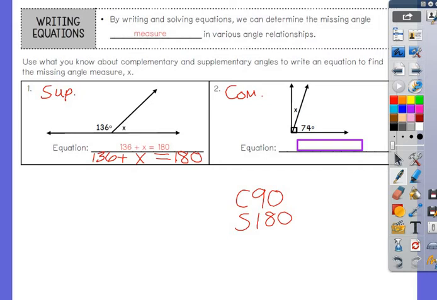Well, number 2, I know it is complementary angles, so I know that equals what? 90. Well, what two things have to equal 90? 74 and x. x plus 74, or 74 plus x, equals 90. Do you always have to put a degree? In your final answer, yes, but not in your equations or in your work. Just your final answer.